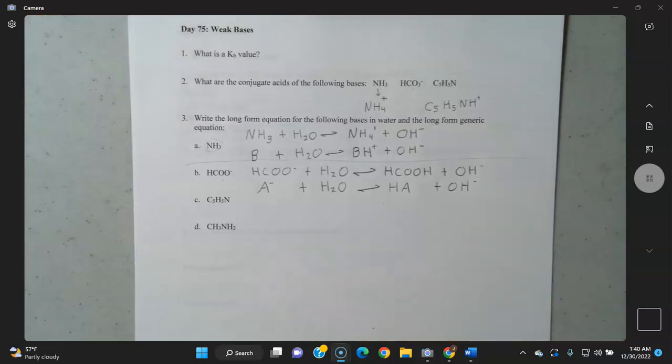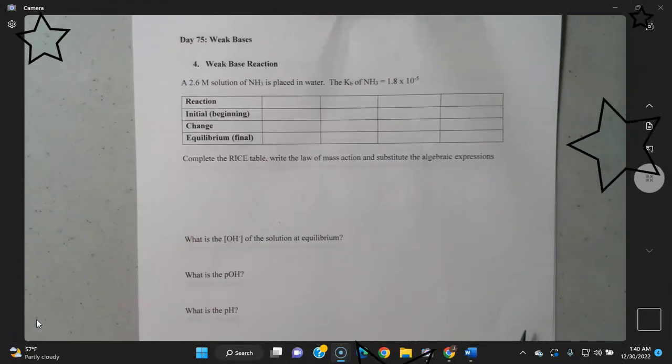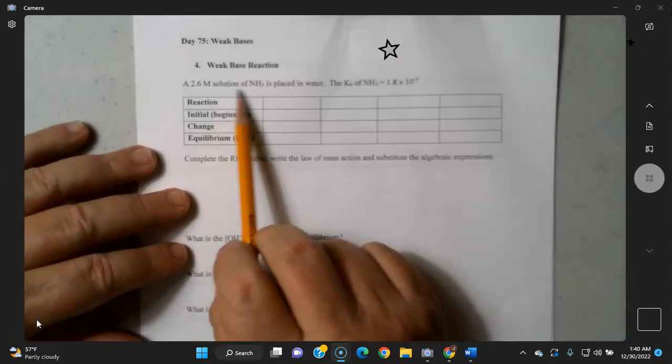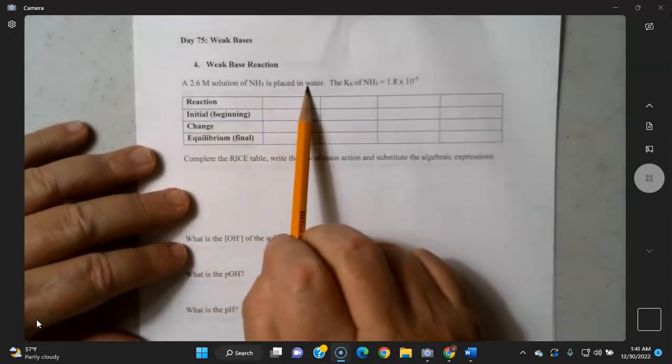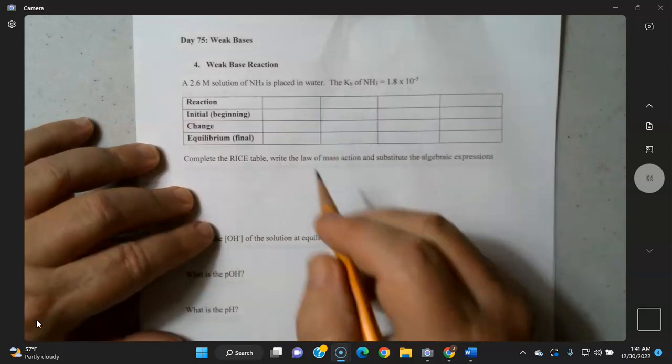I'll leave the last two for you to do. All right, let's go on to the next page. And now we're ready to start doing some RICE tables, okay? And these are done just like the acids. So 2.6 molar ammonia is placed in water. The Kb is that. So we go ahead and write the reaction.